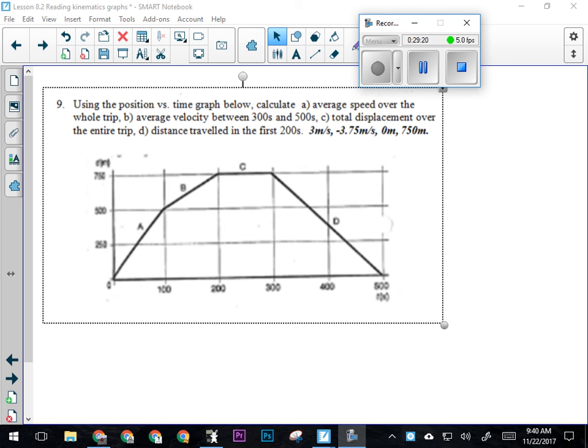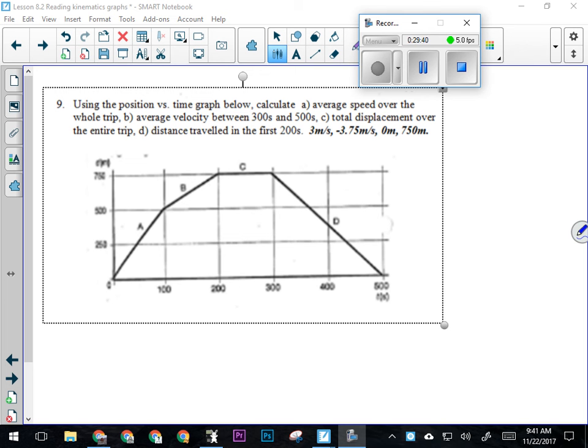All right, so let's have a look at this one, the position versus time graph this time. The first part says, what's the average speed over the whole trip? What 2 things do I need to find average speed? Total distance, total time. Well, the total time is 500 seconds. I can read that right off the graph. To get distance, what do I have to do with each section?